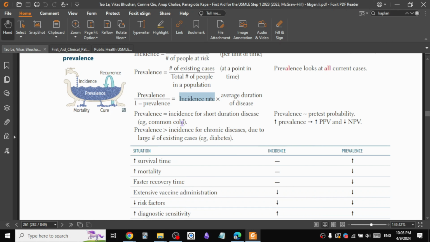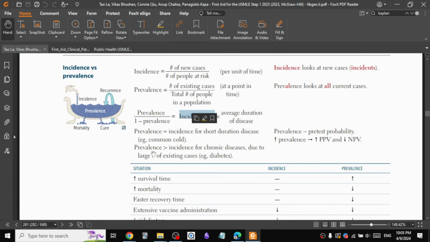So you see, prevalence almost equals incidence for a short duration of disease. But prevalence is greater than incidence for chronic diseases. All right, so if a disease persists in the body for a longer and longer duration, I cannot equate prevalence to incidence anymore, because incidence will start to give me the new cases, and prevalence will give me the existing cases. Okay, this should make sense now.